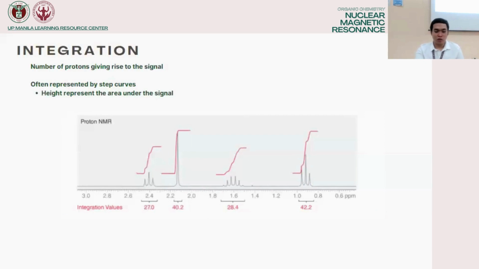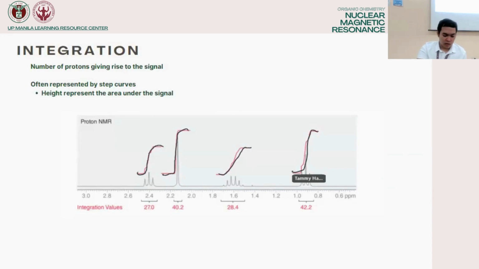So let's now go to the integration. Ito madali lang to. When you say integration, it's the height representing the area under the signal. So yung NMR mo naman may lalabas siya na integral values na 2.7. Ayan, andito na sa baba. So ito lang naman yung integral line. Yan lang yung sinasabi niya.